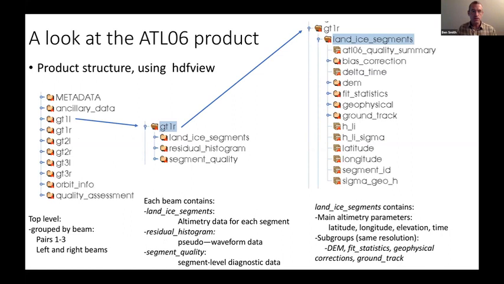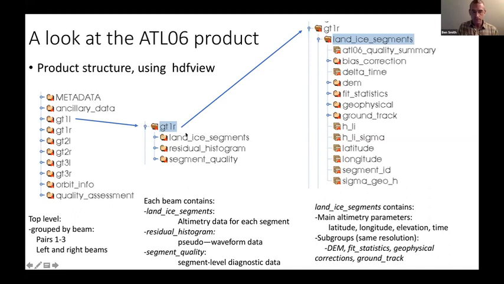Just looking at the product structure itself, this is in a tree view, we have a metadata group and ancillary data group that tells you things like what orbit you're on, what cycle, how the instrument was configured, that sort of thing. And then we have 6 groups that give the parameters for each ATLAS beam. So GT1L is the left beam in the leftmost pair, GT2L is the left beam in the center pair, GT3L is the left beam in the right pair, and then sort of labeled left and right within that.